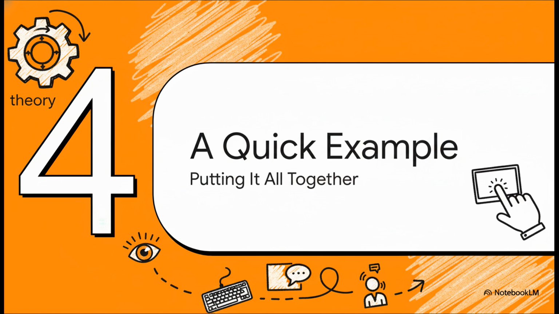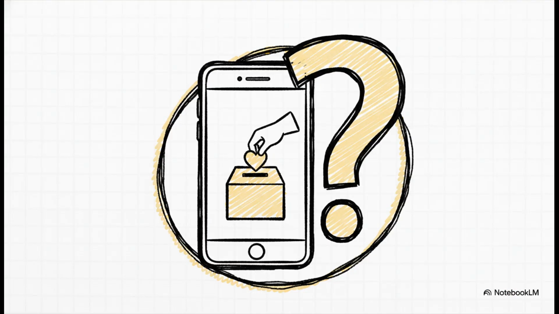Okay, all this theory is fine and dandy, but what does it actually look like? Let's walk through a super quick example to see how all these pieces fit together. All right, let's pretend you just made a short video. It's about, say, micro-volunteering. You've got someone talking, a little background music, and a couple of photos. So, how do we make this thing accessible?